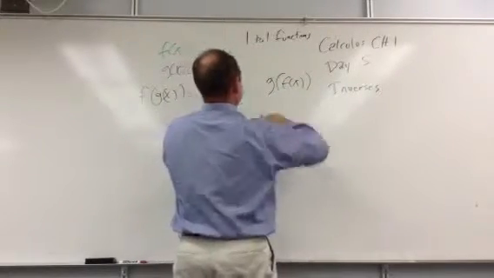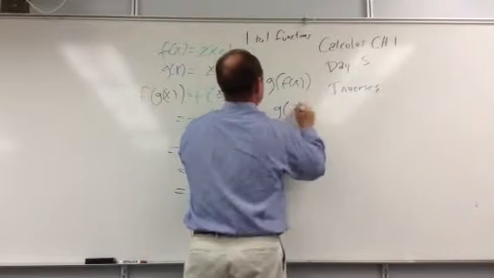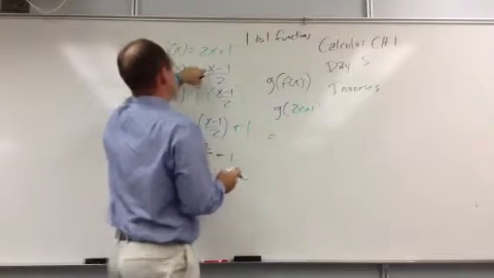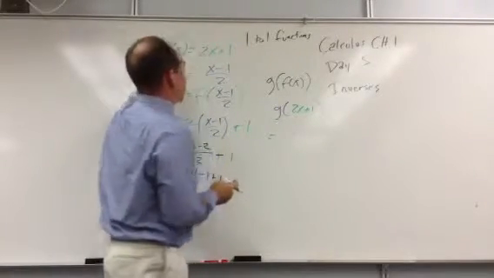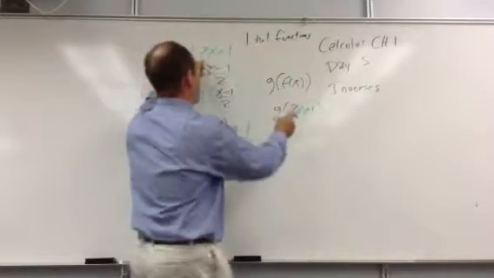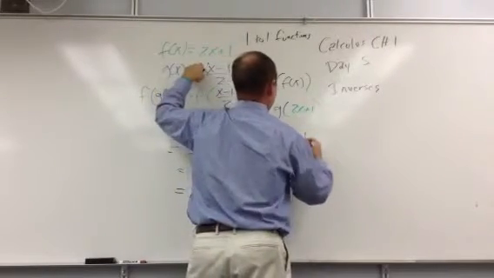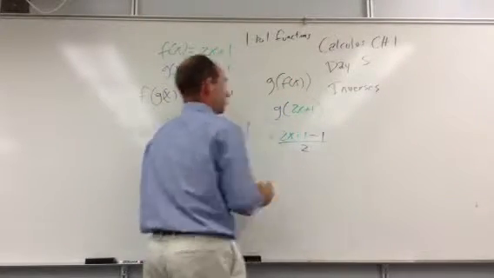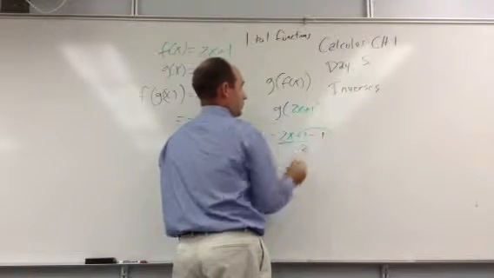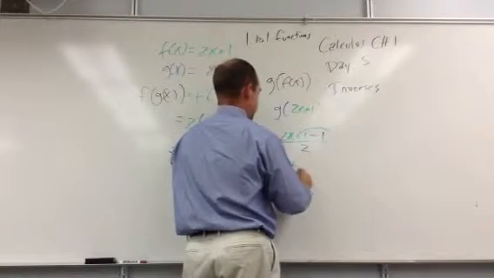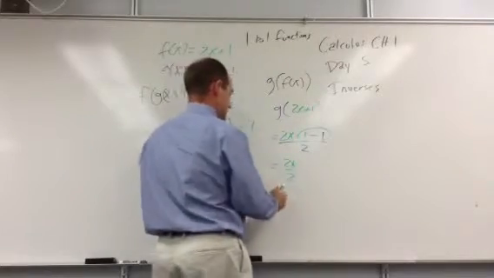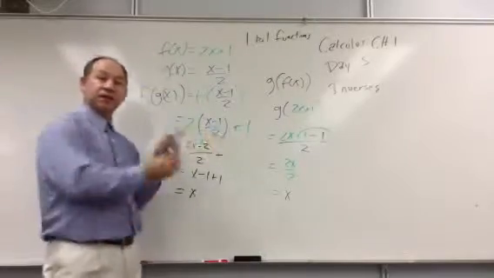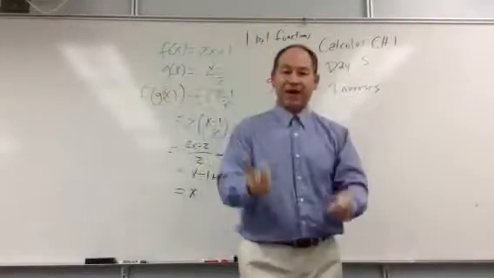So let's see, the color for g is blue. So we have g of 2x plus 1. The function g says, hey, wherever you see an x, replace it. There's my input, there's my x minus 1 over 2, so the input is that, so we get 2x plus 1 minus the 1, all divided by the 2. This will equal, okay, wait a second, that will be 0, and I'll be left with 2x over 2, which is, of course, just x. Voila! We have proved or verified that those two functions are, in fact, inverses.